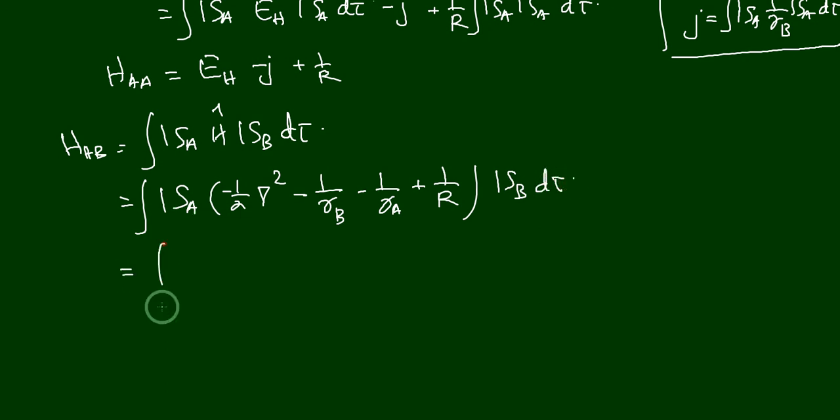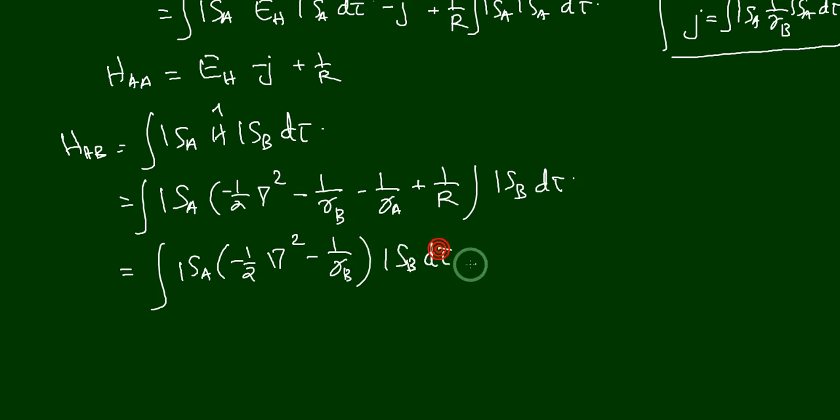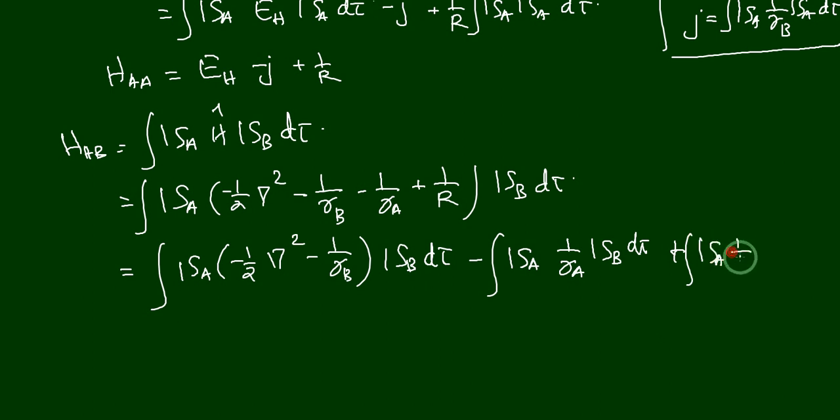Okay, so that is equal to integral 1sA minus half del square minus 1 divided by RB 1sB dτ. I have taken the first two parts of the Hamiltonian. Now I go for the second part, then it is again minus integral 1sA 1 divided by RA 1sB dτ. Then the last part, that is 1 divided by R, plus integral 1sA 1 divided by R 1sB dτ.